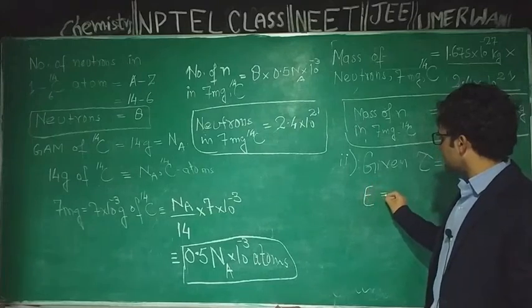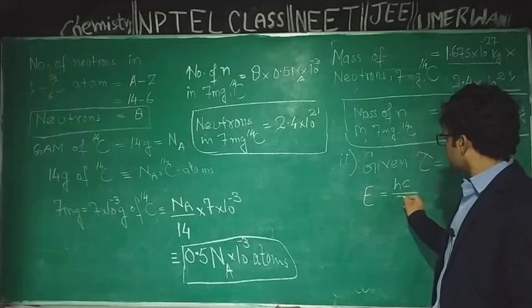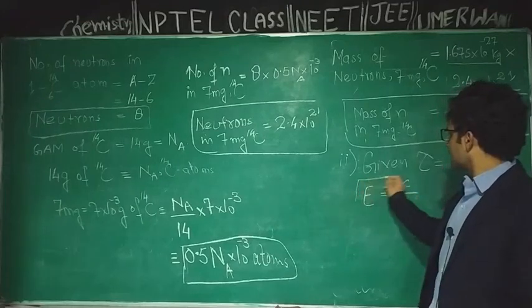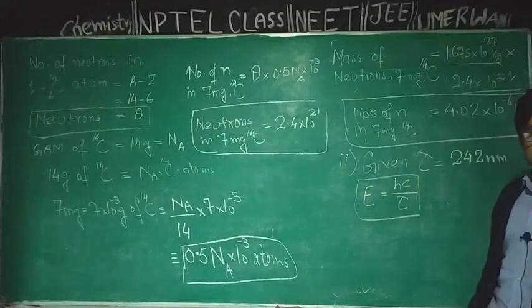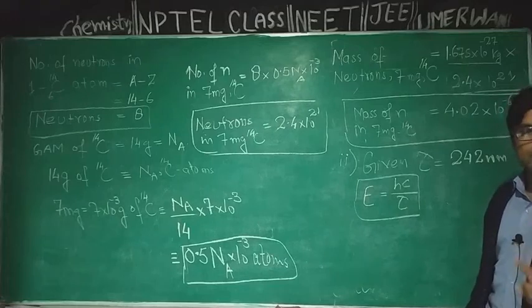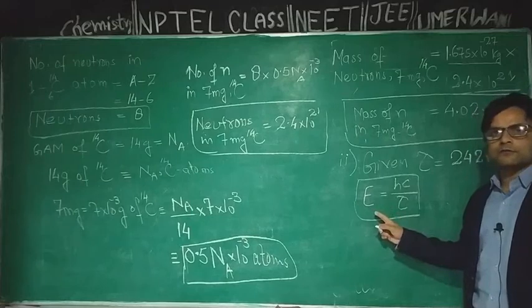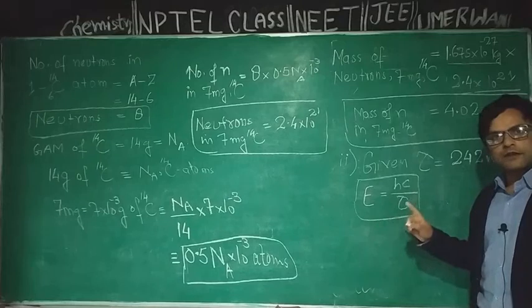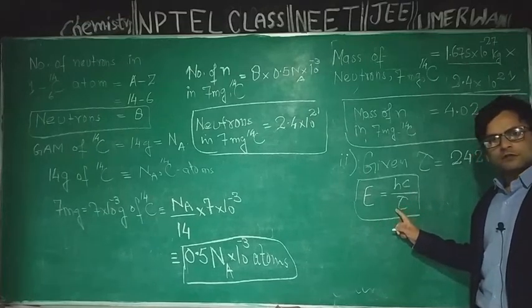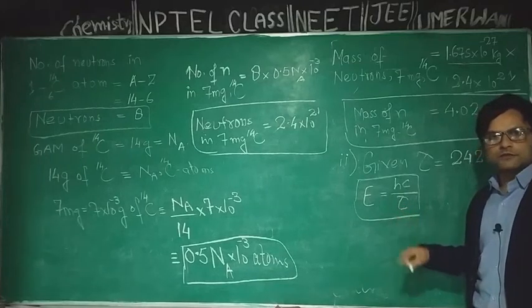Ionization energy will be equal to hc divided by lambda. This Planck's equation I need to use here in order to calculate first the ionization energy per atom of sodium. For one sodium atom, this equation after solving will give me its ionization energy.